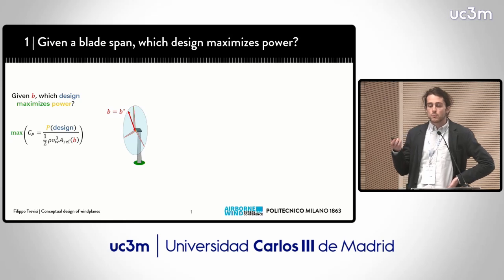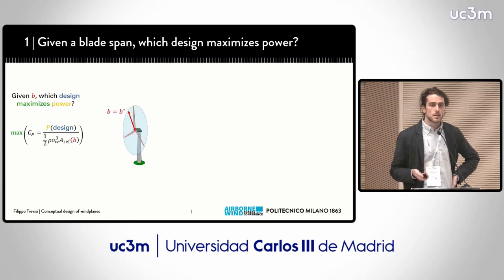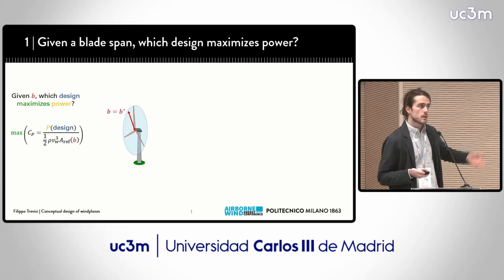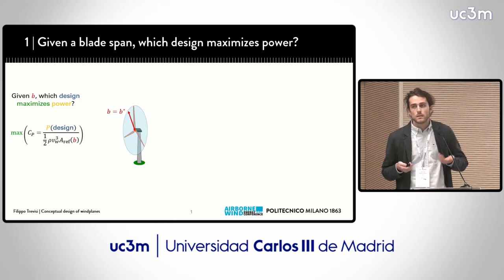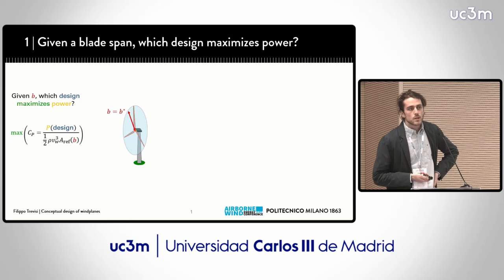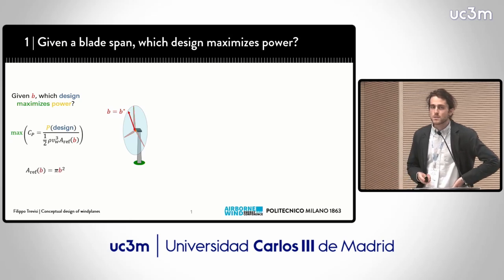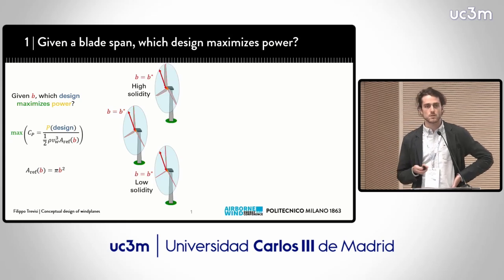In conventional wind, we asked: given a blade span, which design maximizes power? In mathematical terms this is a maximization problem, in which we have the power at the numerator, which is a function of the design, and at the denominator, we have the reference wind power passing through a reference area. Conventionally, we take the reference area as the swept area of the wind turbine, and this lets us ask: which one of the three turbines should we pick?